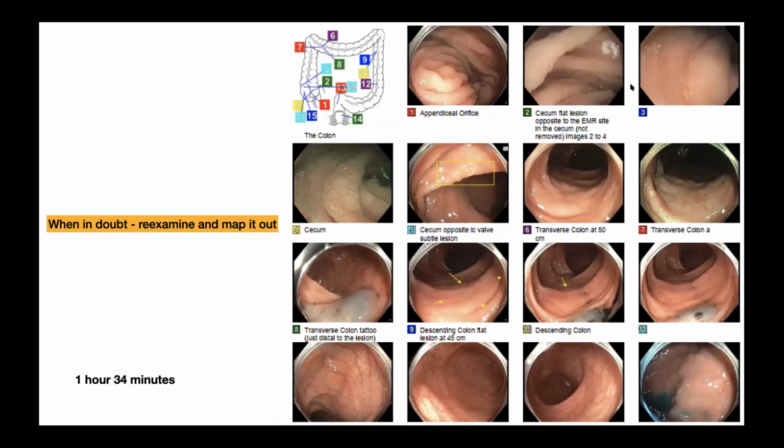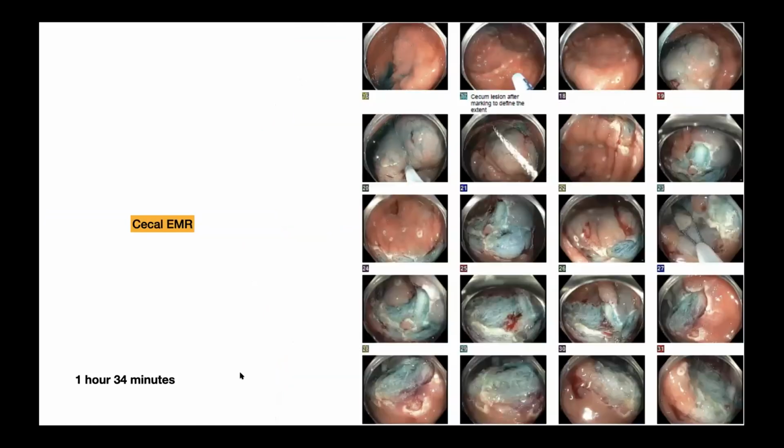It's a flat lesion, just very, very subtle. And then with NBI, you can see some changes here. And there's another lesion in the opposite ileocecal valve. And here is the transverse colon lesion. We placed a tattoo. And then descending colon lesion, and we placed a tattoo. And then the rest of the colon looks okay.